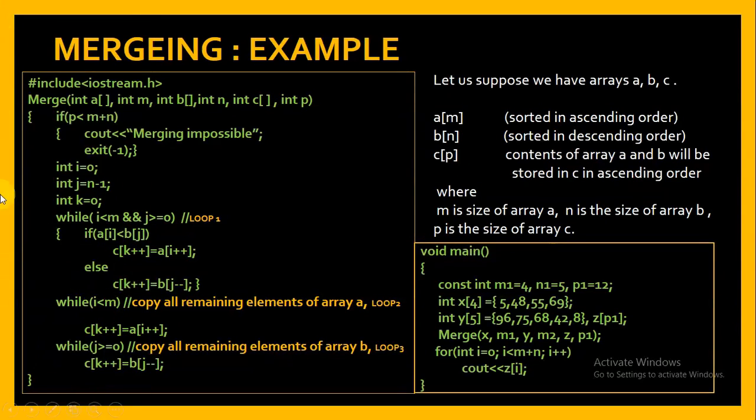So we will copy the elements of this array in the array C in linear order. And if J is greater than 0, it means the elements of array B are left, so we'll copy them in array C in linear order. After this, the contents are merged and we will return to main. We can use the loop to display the array Z, which is the same as C.